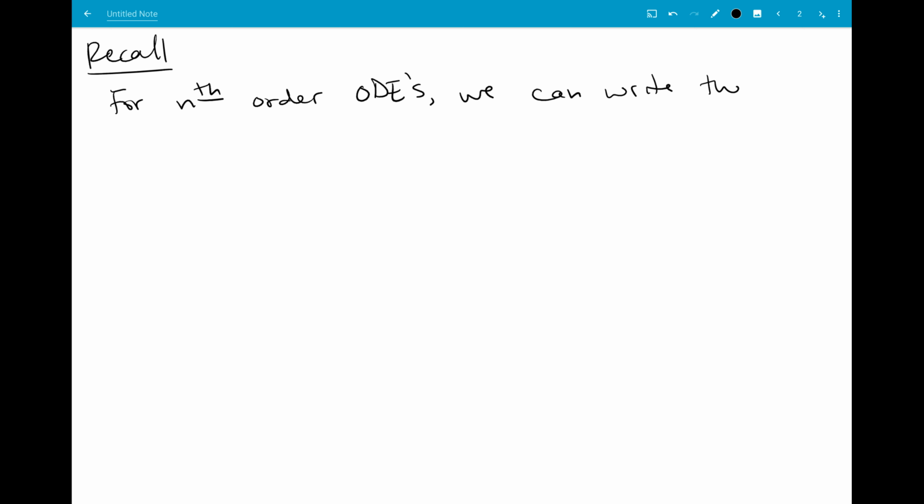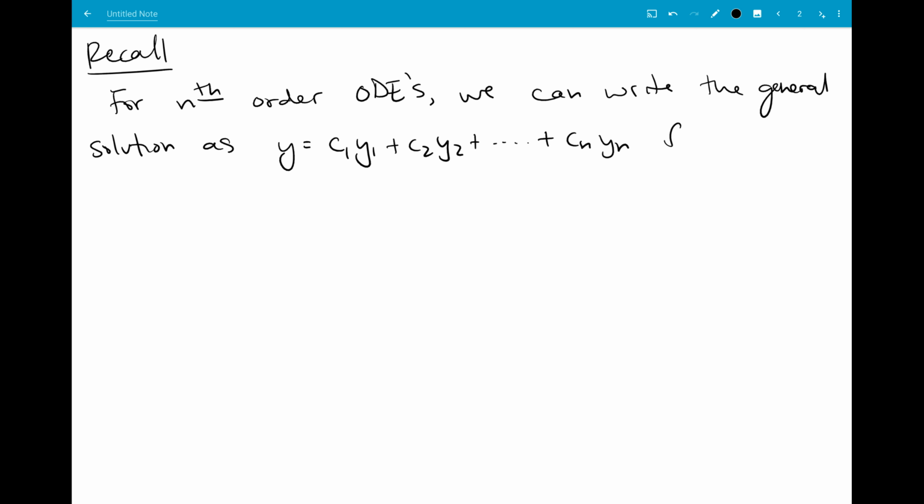But to build up to what we're doing, let's think about the type of problem we've been discussing recently. We started talking about nth order differential equations, and we learned that we can use superposition to find the general solution as y equal to c1y1 plus c2y2, and so on down to cn yn, as long as those y1 through yn form what's called a fundamental solution set.